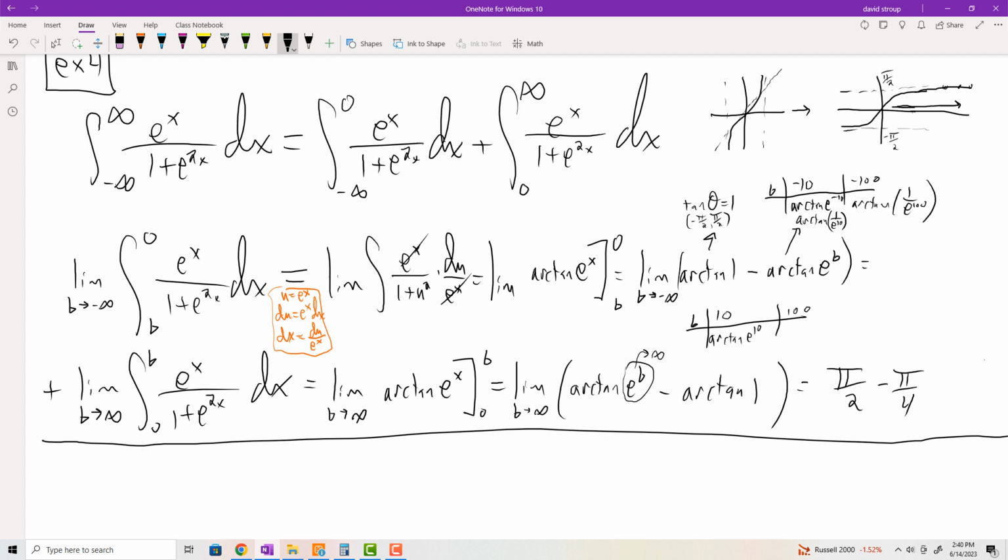With the first integral, the arctan of 1 is pi over 4. So I don't know if I butchered that one, but the first integral that I've done here is pi over 4. And then the second one is going to be pi over 2 minus pi over 4. So if you add pi over 4 plus pi over 2 minus pi over 4, you're just going to get pi over 2 as your solution, or as the representation of the area underneath this curve.